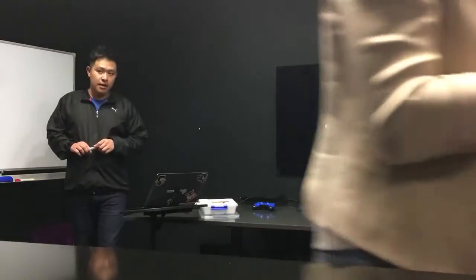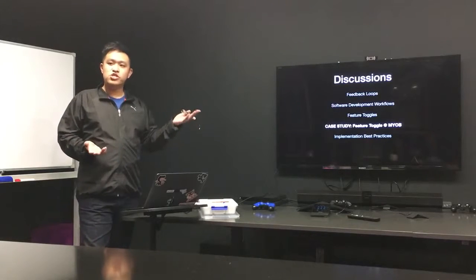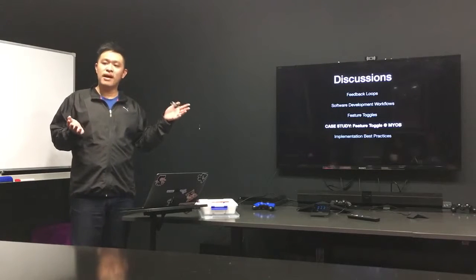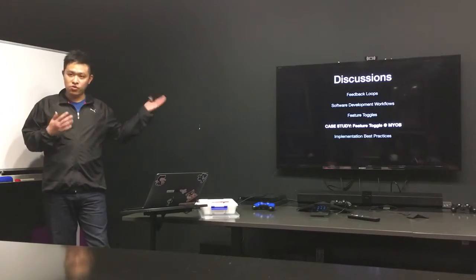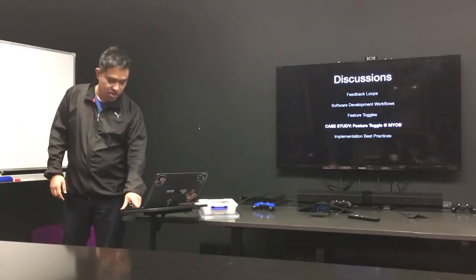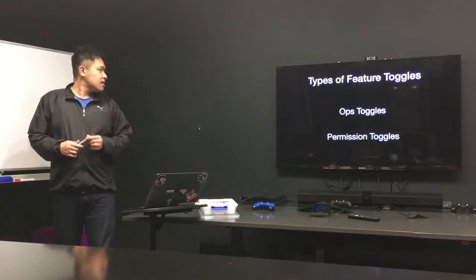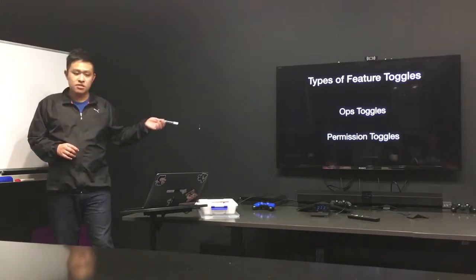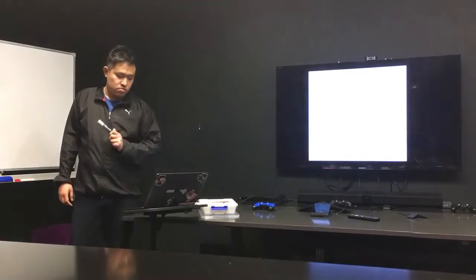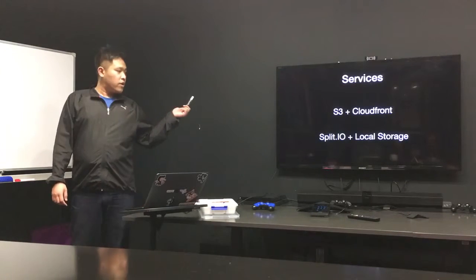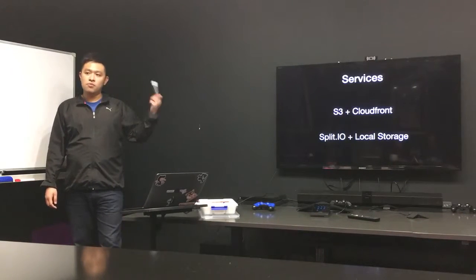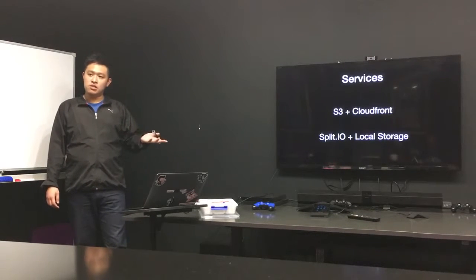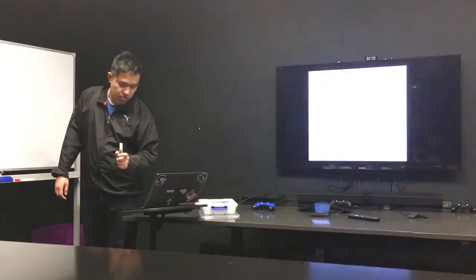Feature toggles at NYB. This is where I'm going to share with you what we do in the partner dashboard Bumblenots team. This is not my effort alone. This is actually the effort of the whole team, and I'm just summarizing our learning. The 2 types of feature toggles that we use are ops toggles and permission toggles. And what do we use to manage them? We use S3 and CloudFront for our ops toggles, and we use Split IO and local storage for our permission toggles. Let me go more into detail with this diagram.